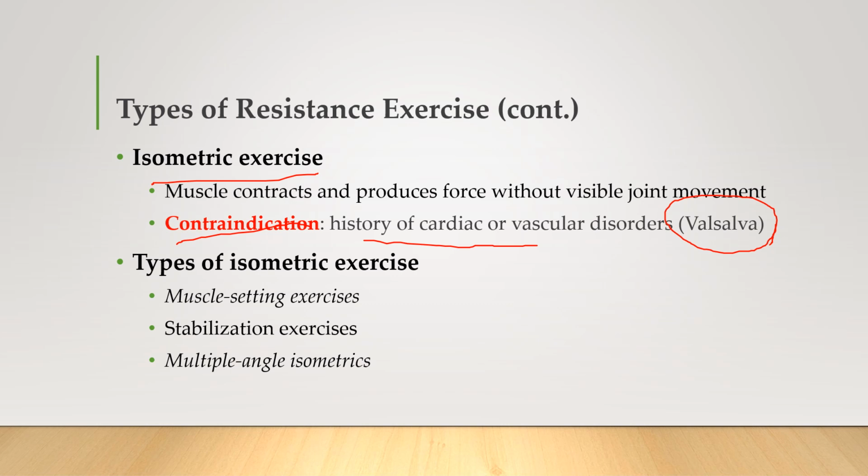The different types of isometric exercises, again, would be muscle setting, stabilization, and multiple angled isometrics. When we're thinking of muscle setting exercises, these would be something like a quad set, where we're not adding any type of resistance. Stabilization exercises use multiple muscles that surround the joint that provide stability.